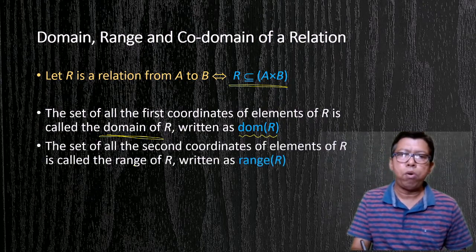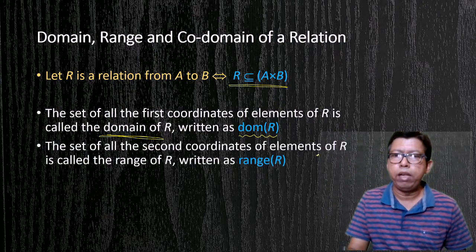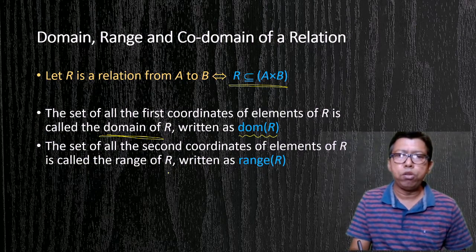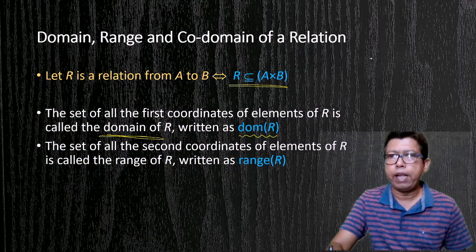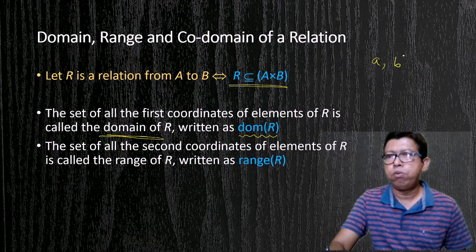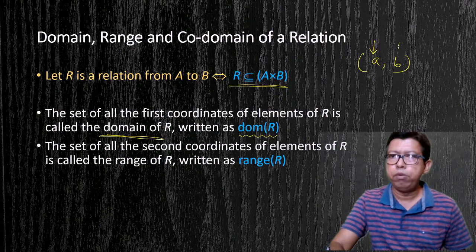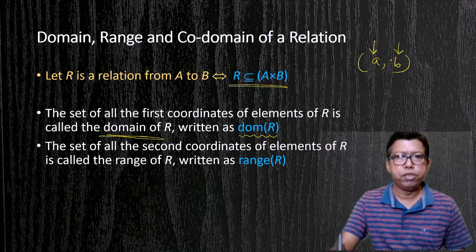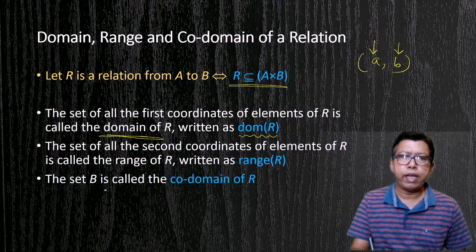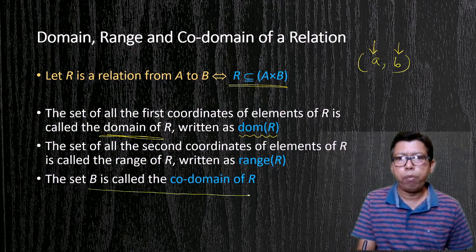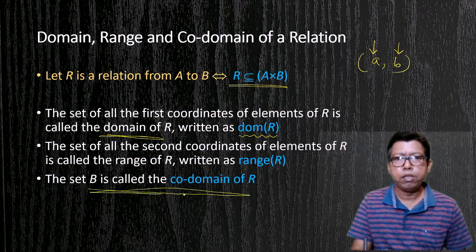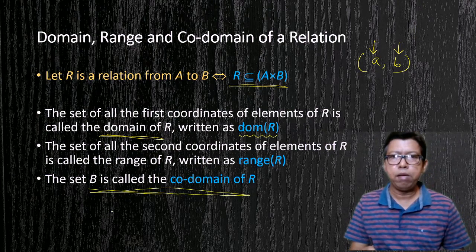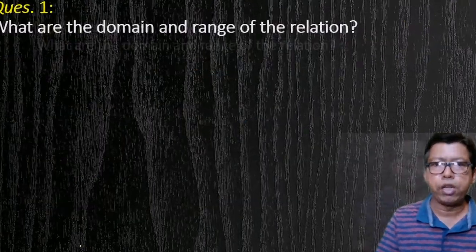The set of all the second coordinates of elements of R is called the range of R. As an example, you can take an element of a relation R, say (a, b). So a will be an element of the domain and b will be an element of the range, and the total set B is called the codomain of the relation R. You have to see an example, that will be better for understanding.